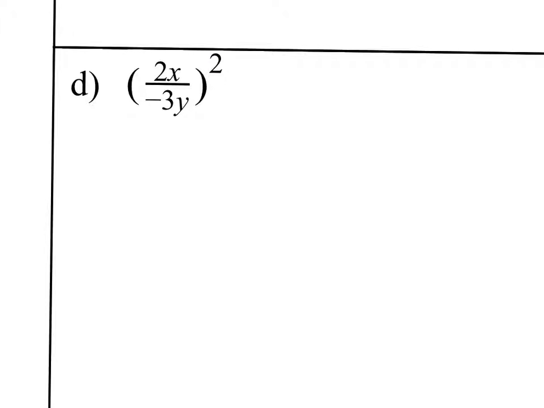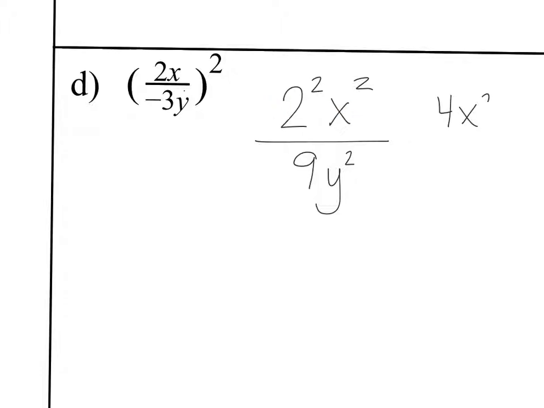Now everything needs to get this 2, so it's going to be 2 squared x squared over negative 3 squared. So this is in parentheses, so this is negative 3 times negative 3, which is 9. And then y squared, which is y squared. So this simplifies to 4x squared over 9y squared.